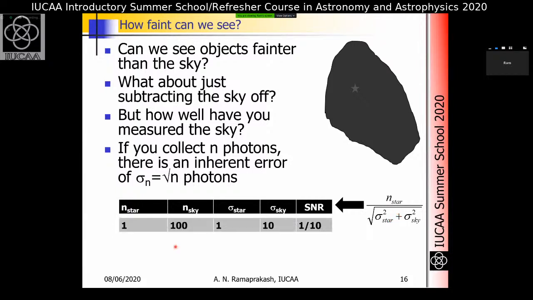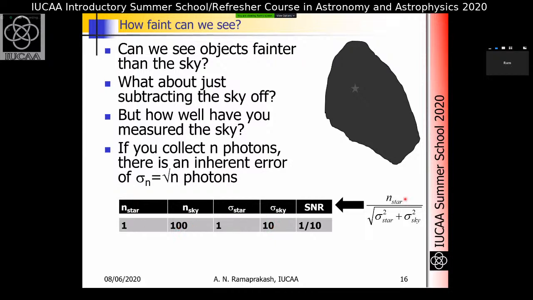So let us take this equation where the star is emitting only one photon in a given time. The sky is emitting 100 photons in a given time. So the uncertainty in measuring this is 1, because this is known only to 1 plus or minus root 1. This number is known to an uncertainty of 10. So 100 plus or minus root 10.